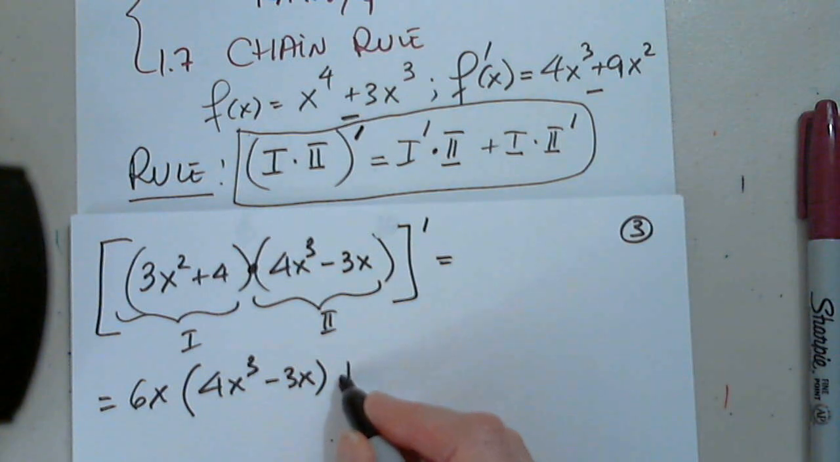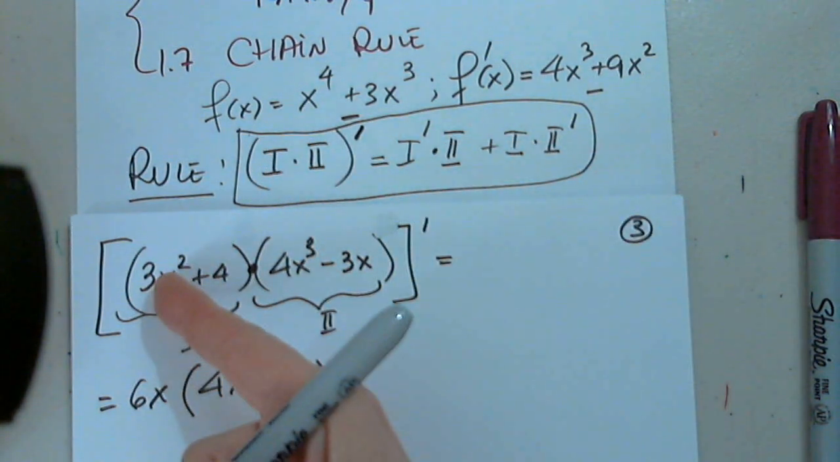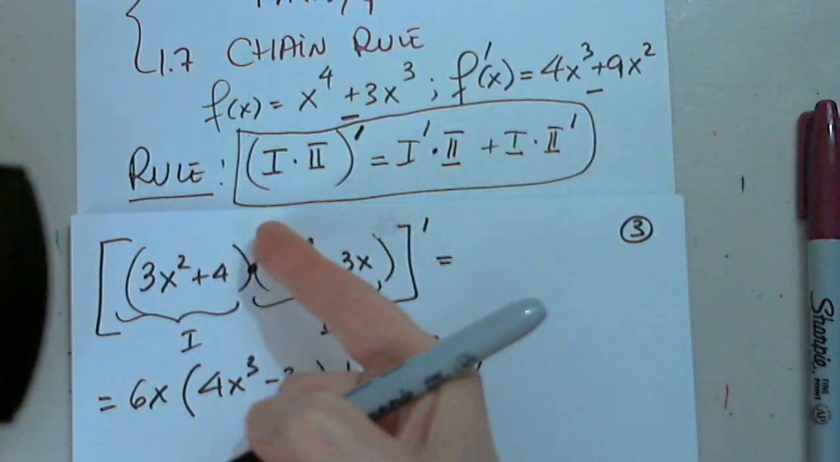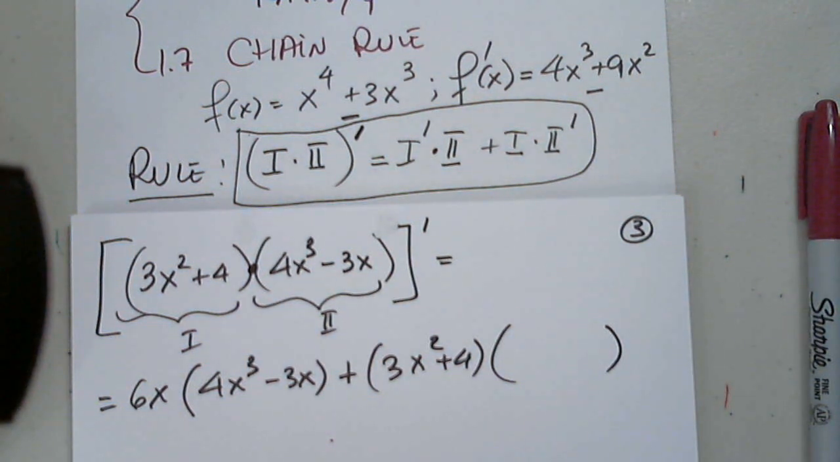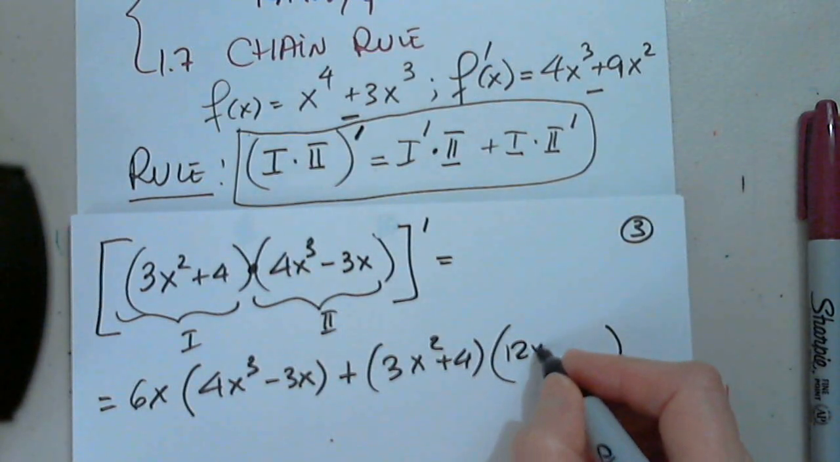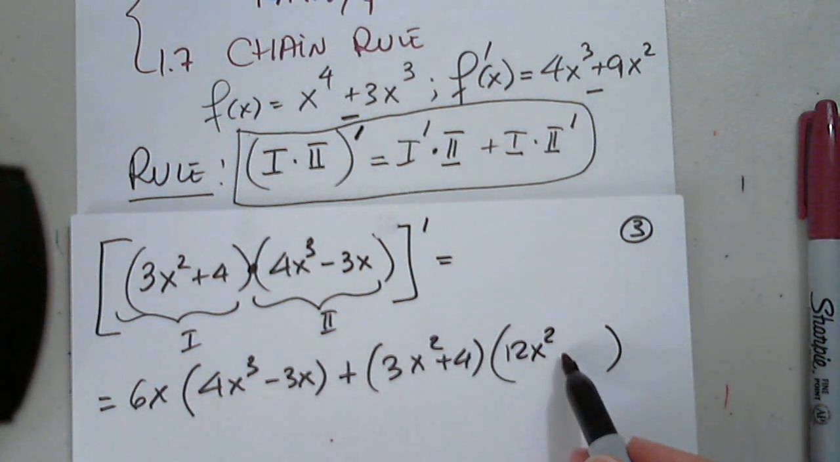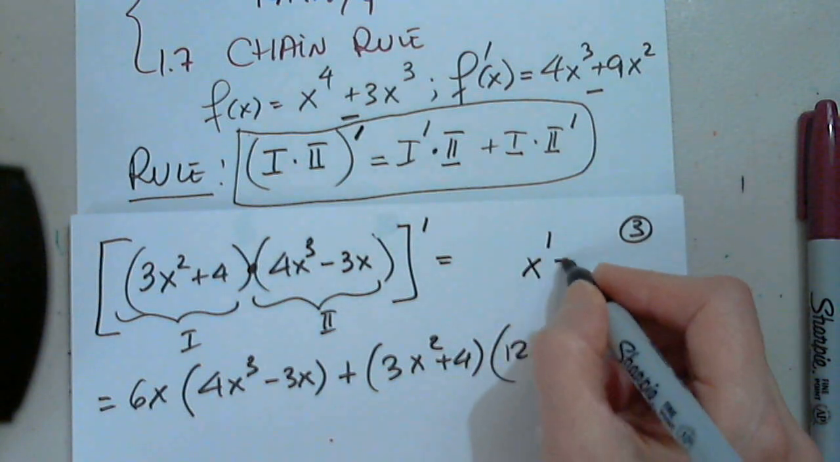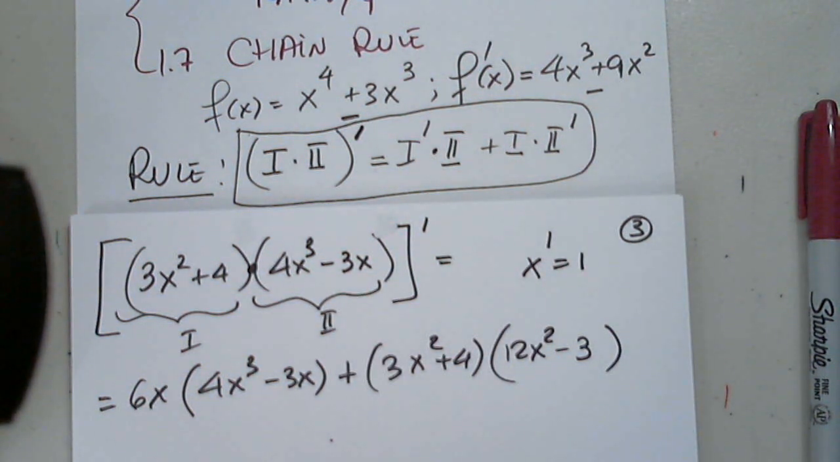I reached plus. I will copy the first function. Here's the first function. And now I need anybody to differentiate this function for us. 12x squared. Excellent. I thought that was it. I have to add minus 3, indeed. So the derivative of negative 3x, x prime is 1, so we have negative 3 in front.